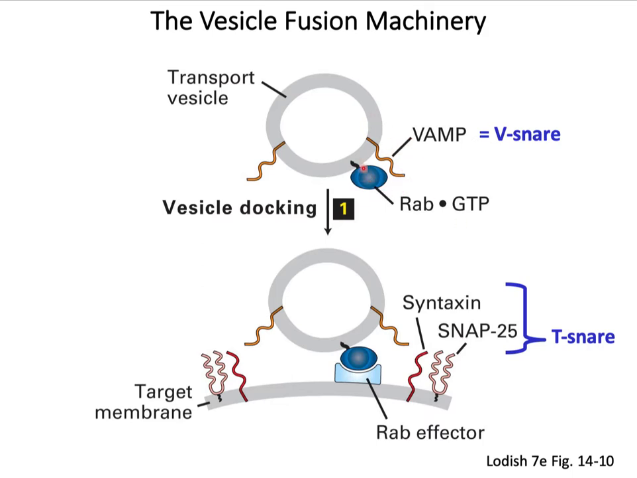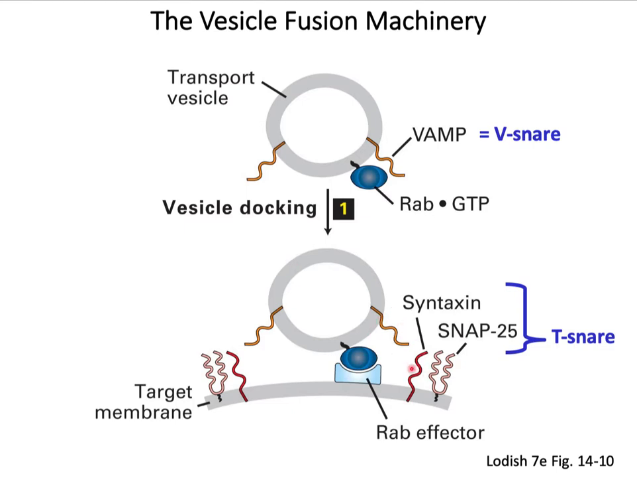Rab GTPase. Rab GTPase functions in the same way as ARF and SAR1. They are small molecular weight GTPases. They are molecular switches. When they're bound to GTP, they're on and they're associated with the membrane. When they are bound to GDP, they are off and they are soluble in the cytosol and come off the membrane.